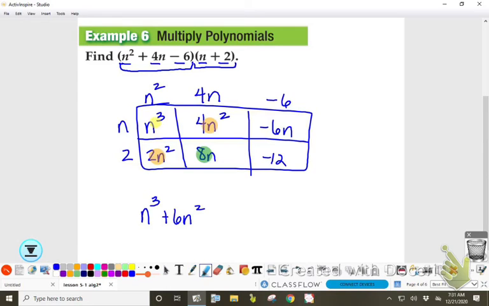Next one, I have an 8n minus 6. That's 8 minus 6, so that'd be a positive 2n. And then the last one I have is just the minus 12. There's nothing else to combine with that, so minus 12.